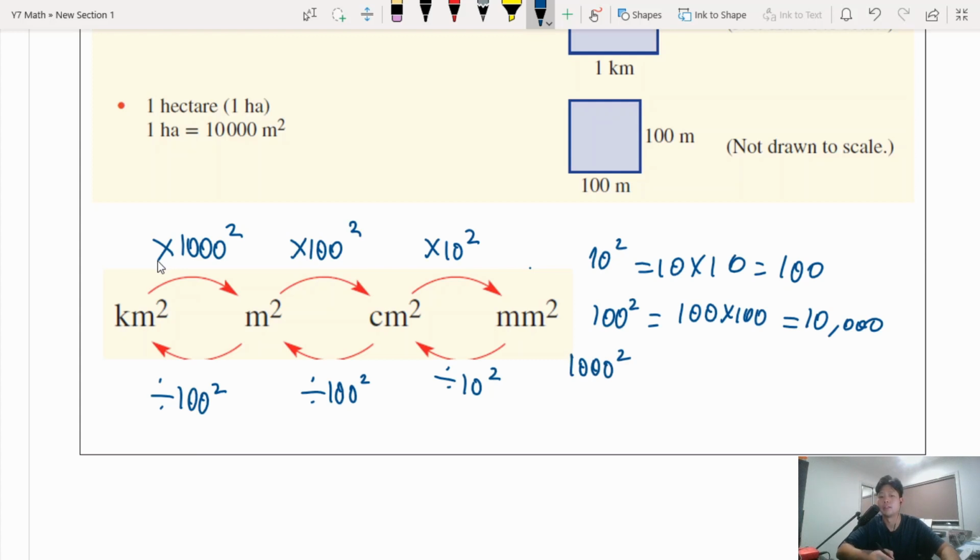And then we have 1000 squared. If you're converting over there or that way, that will be 1000 times 1000. That gives us 1 million. Alright, so just pause the video and take a minute to write these down.